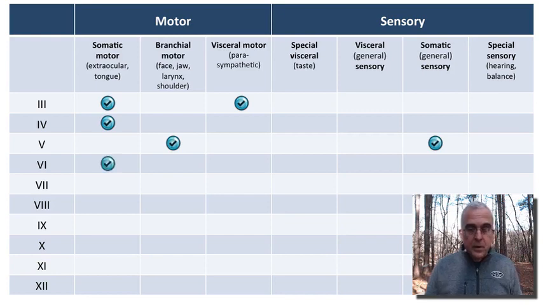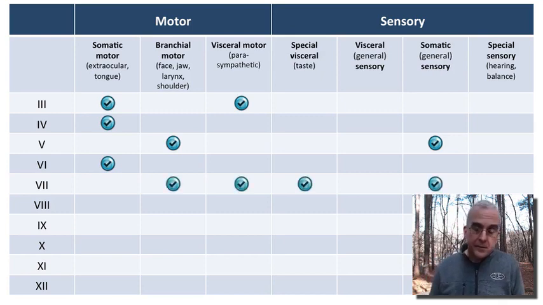Nerve 6, like nerve 4, only provides a single somatic motor output to one muscle in the orbit. And nerve 6 is the abducens nerve, and the muscle it innervates is the lateral rectus, which abducts the eye, moving the eye laterally. Now, nerve 7 is one of the more complicated nerves that we have, and as you'll see, there are numerous components to nerve 7, so let's talk about them in turn.